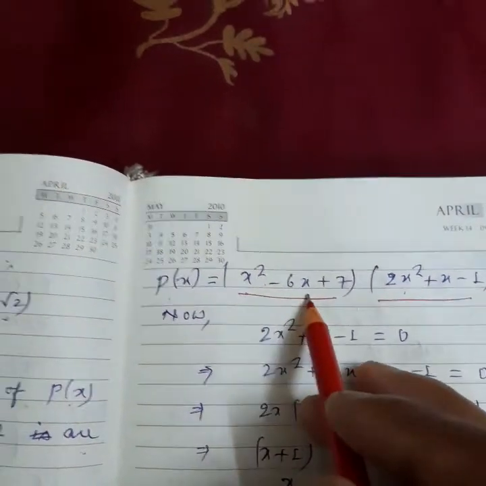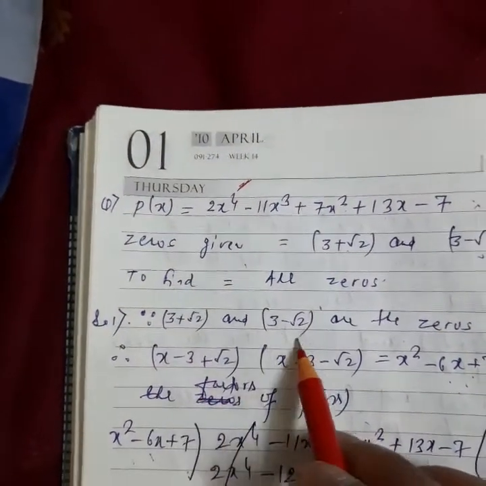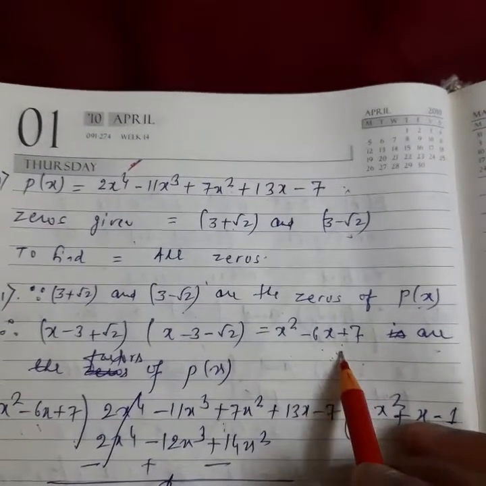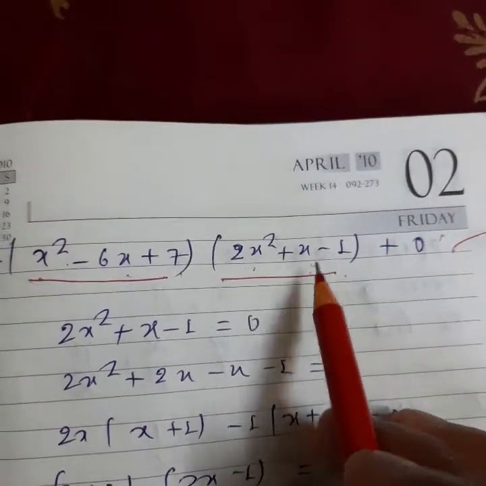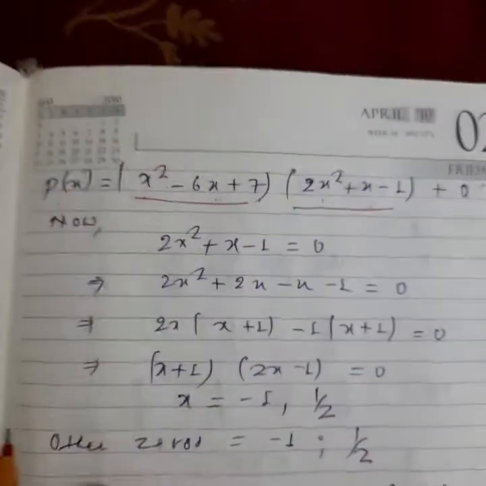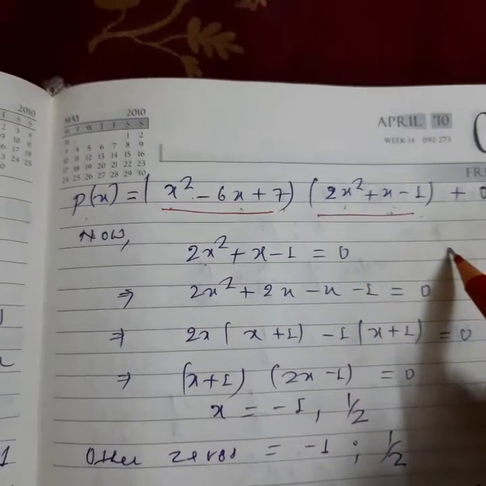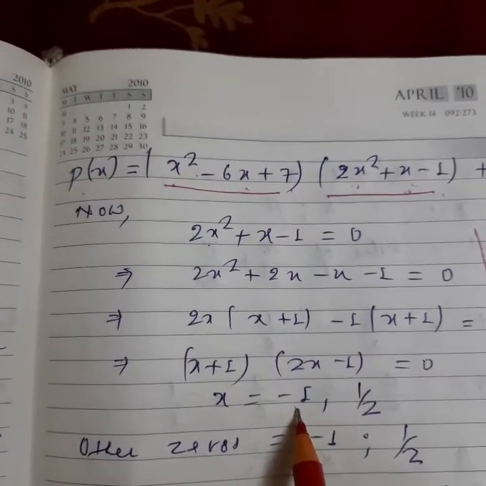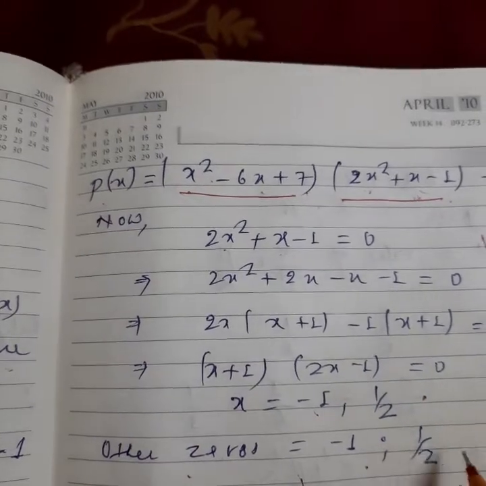For x square minus 6x plus 7, the zeros we previously had were 3 plus root 2 and 3 minus root 2. With the help of these two, we got this polynomial. So those two zeros we are already aware of. Lastly, what is left with us? 2x square plus x minus 1. We will find the zeros of this. Doing the same thing, 2x square plus x minus 1 equals 0. By splitting the middle term and solving it, we reach the values of x as minus 1 and 1 by 2. So the other zeros are minus 1 and 1 by 2.